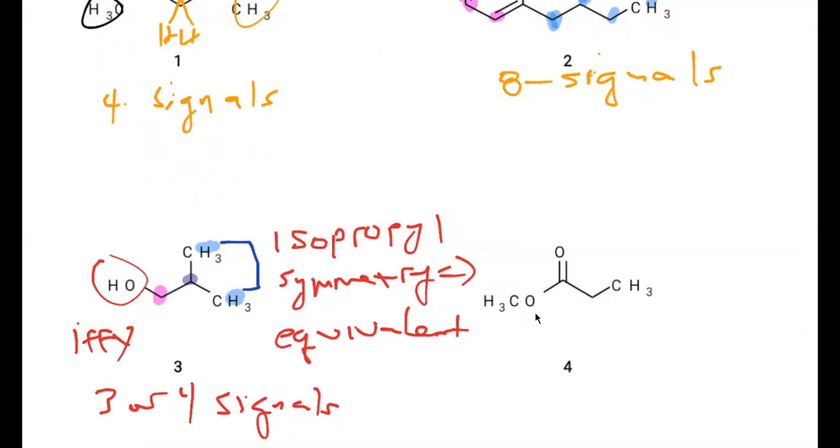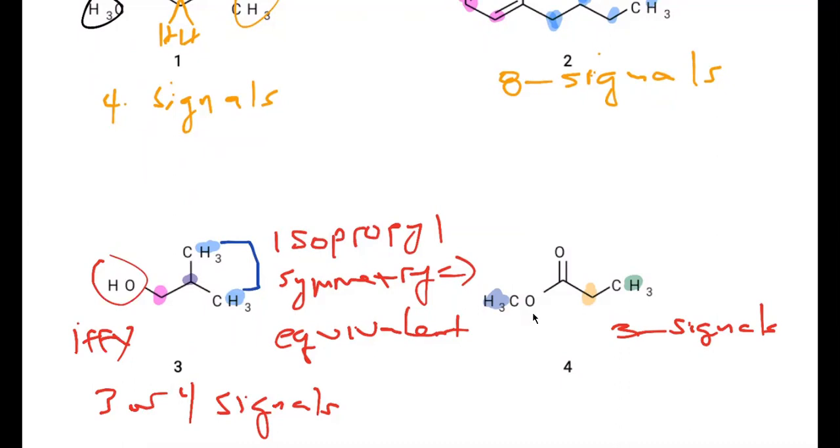And what about the last one? What do you think? We've seen this one already. It just wasn't drawn like it is now, but we've seen it already. I would say 3 again, but the one on the left will be downfield. All right, I'm with you. That's very encouraging to hear you say that. So you're right. That's going to give me 3 signals.